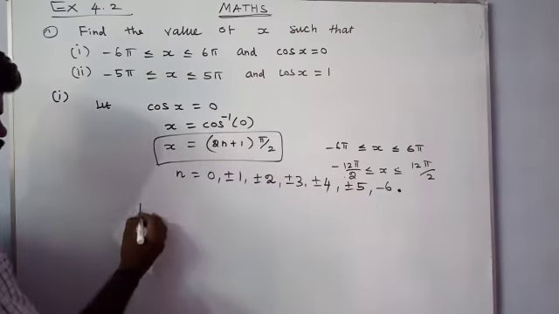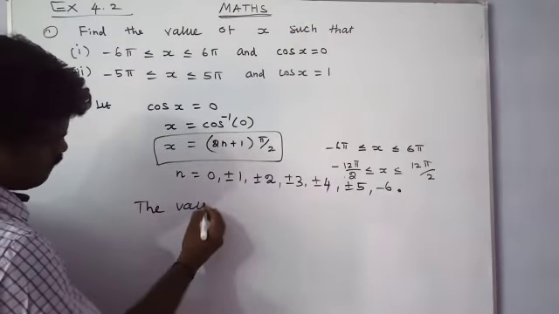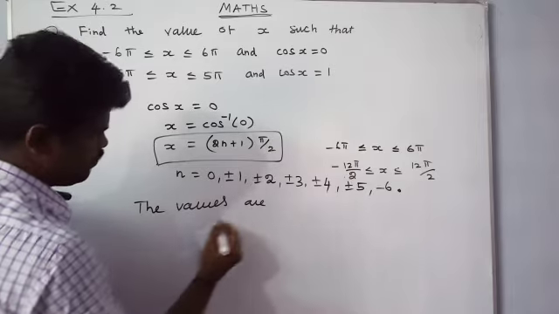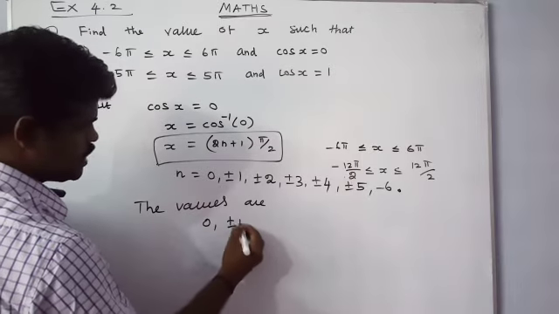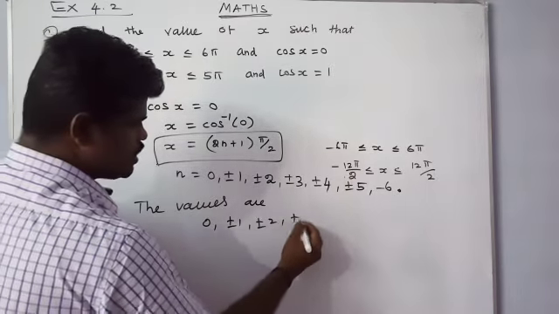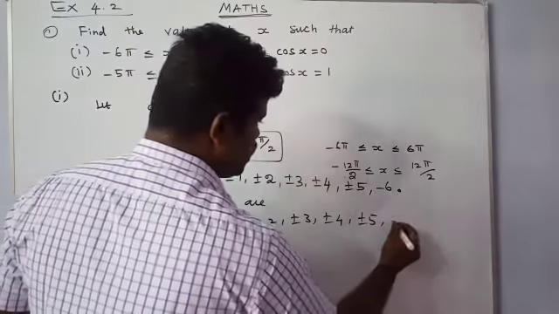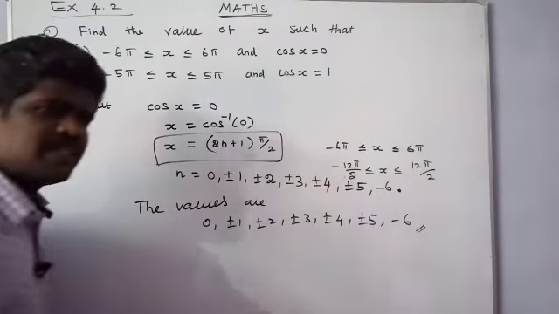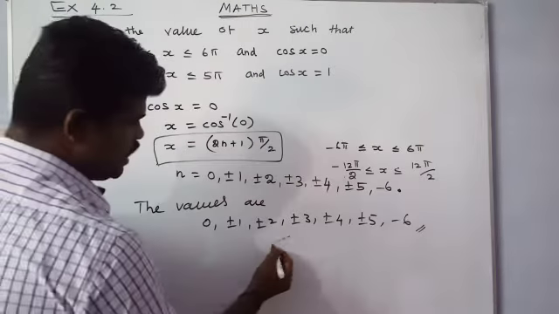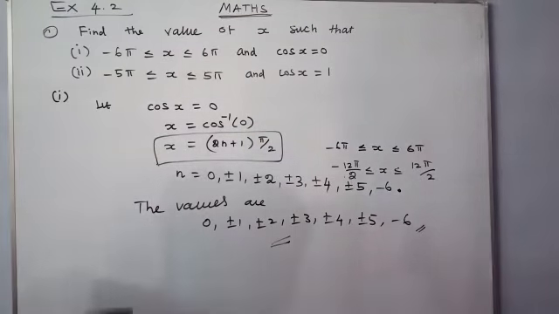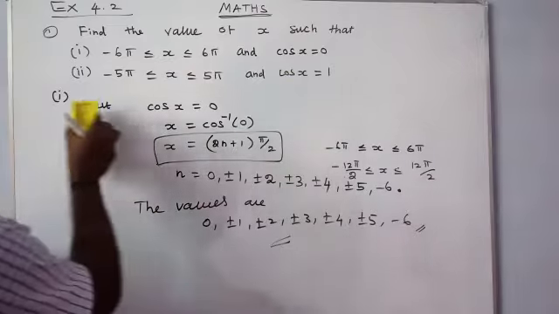So the values are 0, plus or minus 1, plus or minus 2, plus or minus 3, plus or minus 4, plus or minus 5 and minus 6 only, not plus 6. So this is the required value of x. And the second one, we want to find the second one.